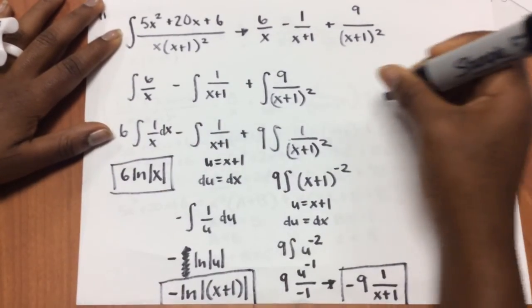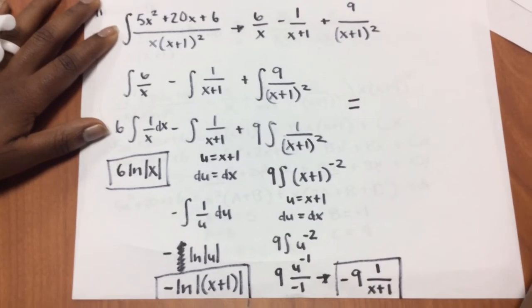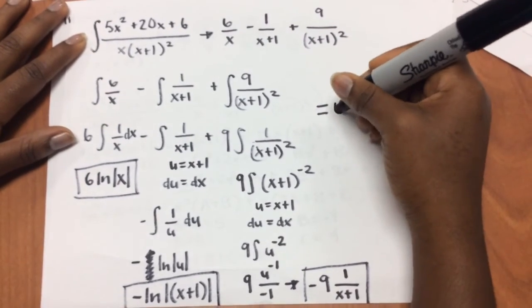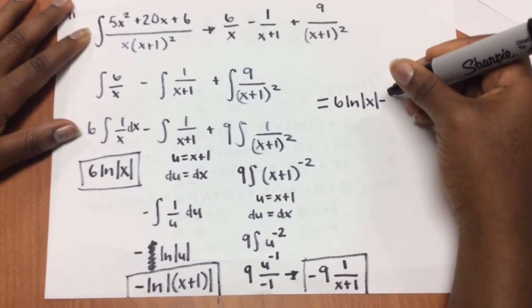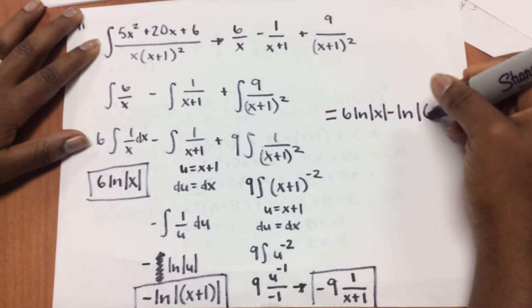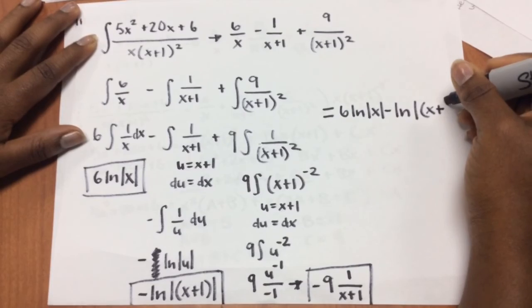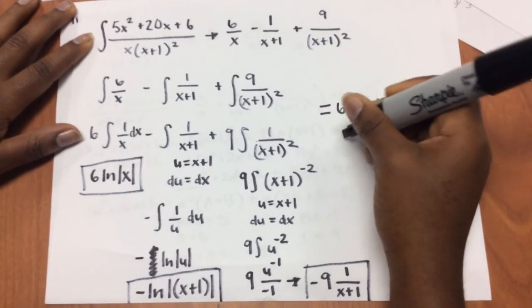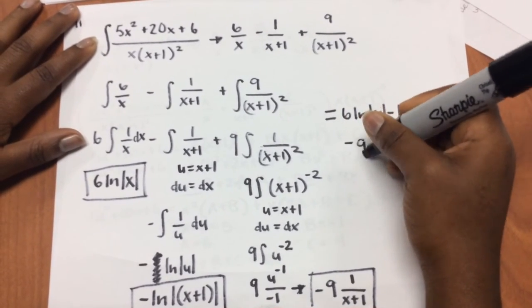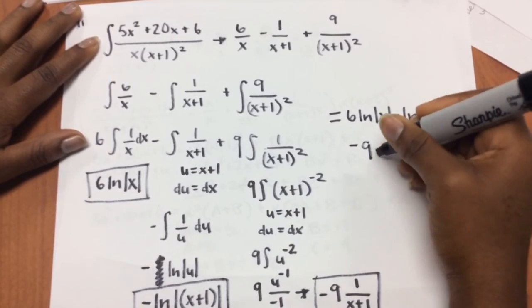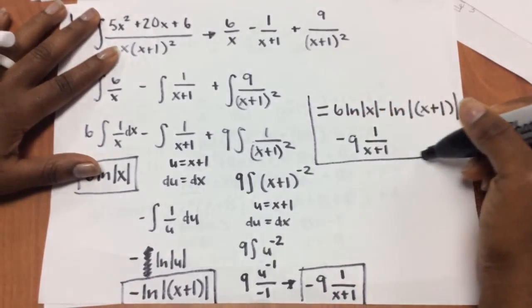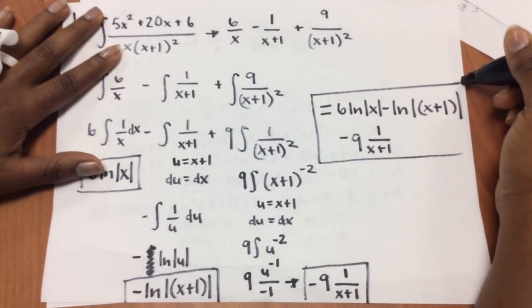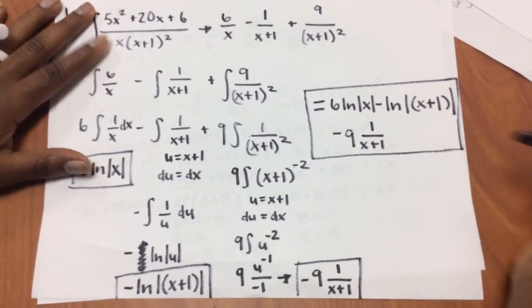And then we'll just put it together, one big equal sign. So the answer would be 6 ln of absolute value of x minus ln of (x plus 1) minus, again, 9 times 1 over x plus 1. All right, that's it. It was pretty long, but we did it. That's integration with partial fraction decomposition.